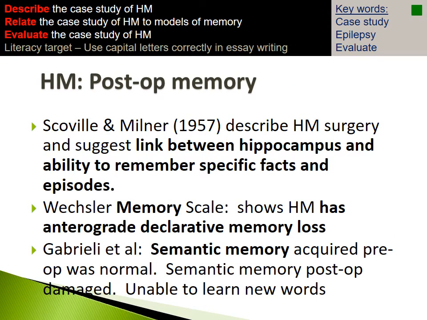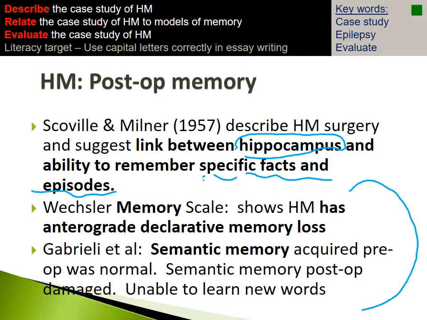Now, HM's post-op memory. Scoville and Milner describe HM's surgery and suggest a link between the hippocampus and the ability to remember specific facts and episodes, because it was HM's hippocampus that was damaged during the surgery and he was unable to recall specific facts and episodes afterwards, so that's why the link was drawn. They showed that HM has anterograde declarative memory loss. His semantic memory acquired pre-op was normal, but his semantic memory post-op was damaged because he was unable to learn new words. All of this can be used to support Tulving's theory of semantic long-term memory.